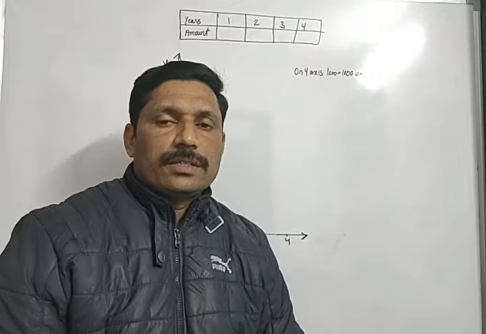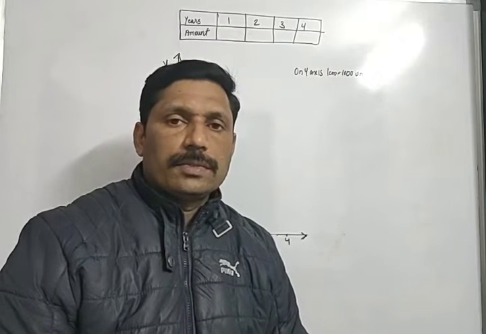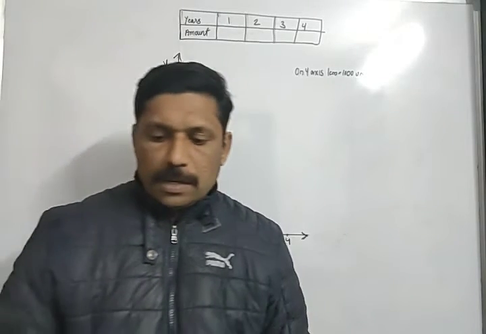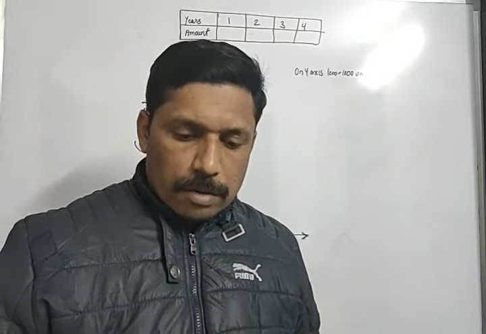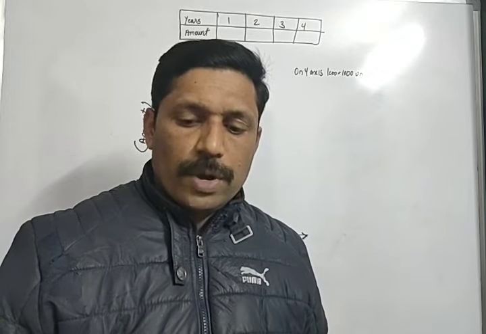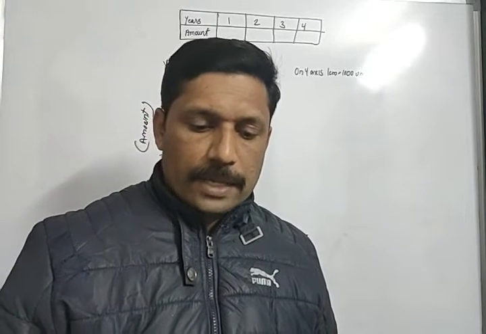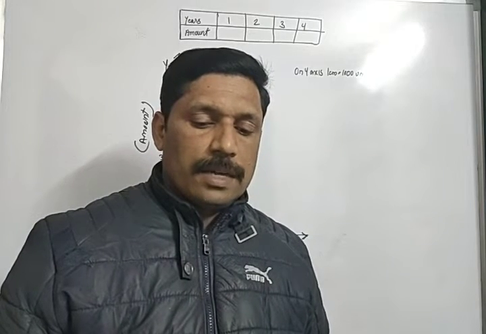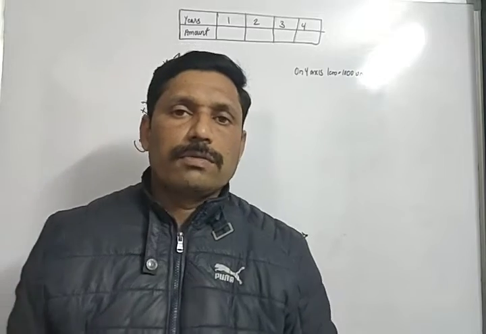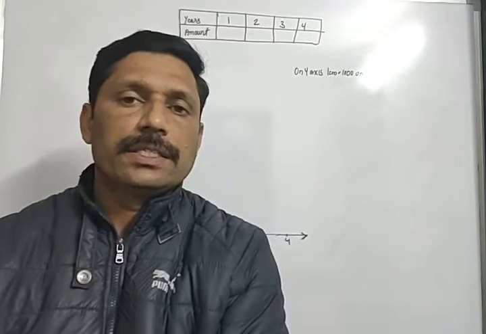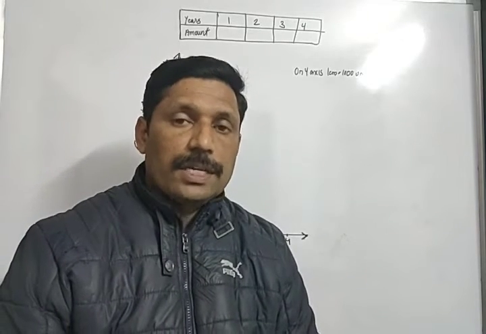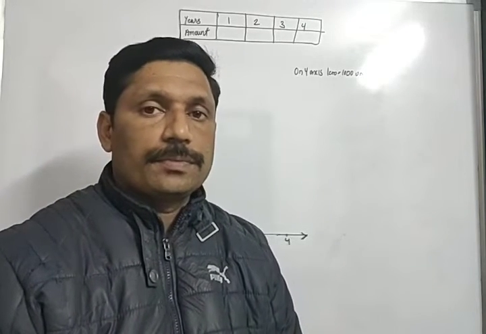Our next question, that is the last question. The question is, I will read. Naman deposited 4,000 rupees in a bank at the rate of 5% per annum. Draw a linear graph to show the relationship between time and amount for the first 4 years. Naman deposited 4,000 rupees in a bank for 4 years, and the rate of interest is 5%. He is investing in simple interest.